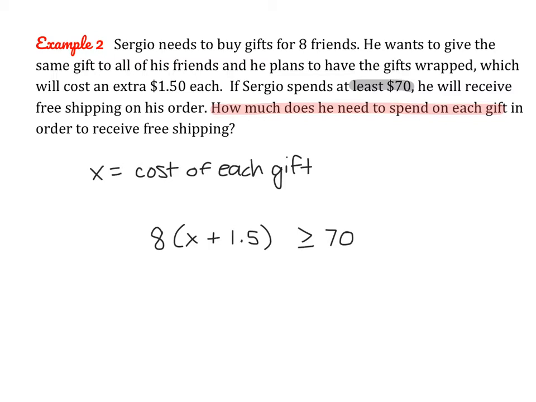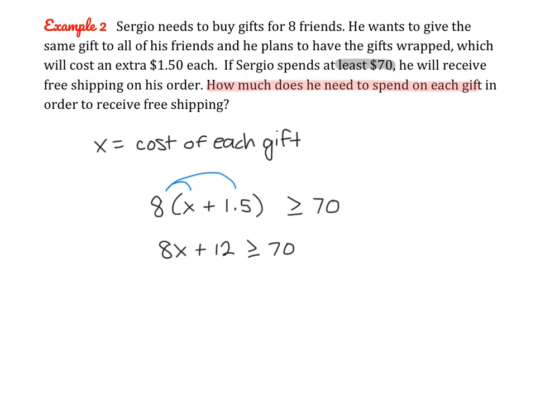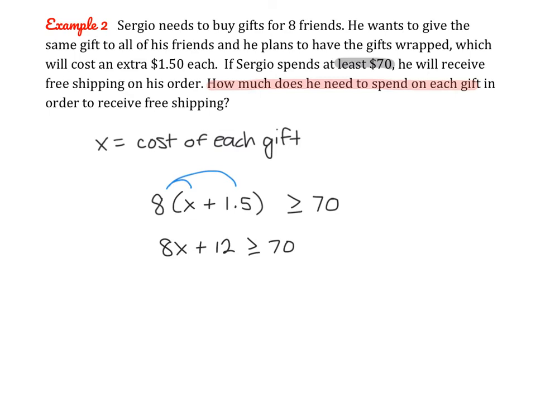So let's solve for X. We're going to first distribute. So we have 8x plus 12 is greater than or equal to 70. If we subtract 12 from each side, that gives us 8x is greater than or equal to 58. And then last step, and this gives us x is greater than or equal to $7.25.